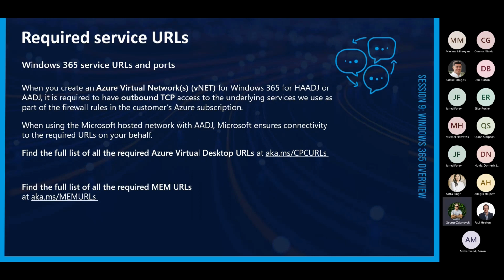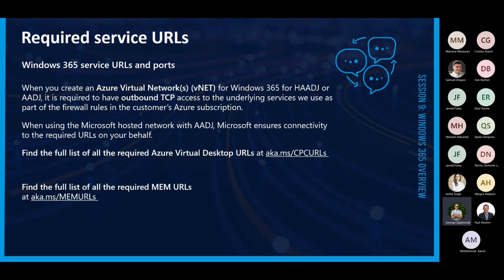Some required service URLs. This is the stuff that I mentioned before. This is the phone home service so that it knows there's a machine available, and it allows the Windows 365 service to initiate things on behalf of the user, whether it's powering on, powering off, or resetting the machine itself. So when you create a VNet for Windows 365, it's required to have outbound TCP access to the underlying services.